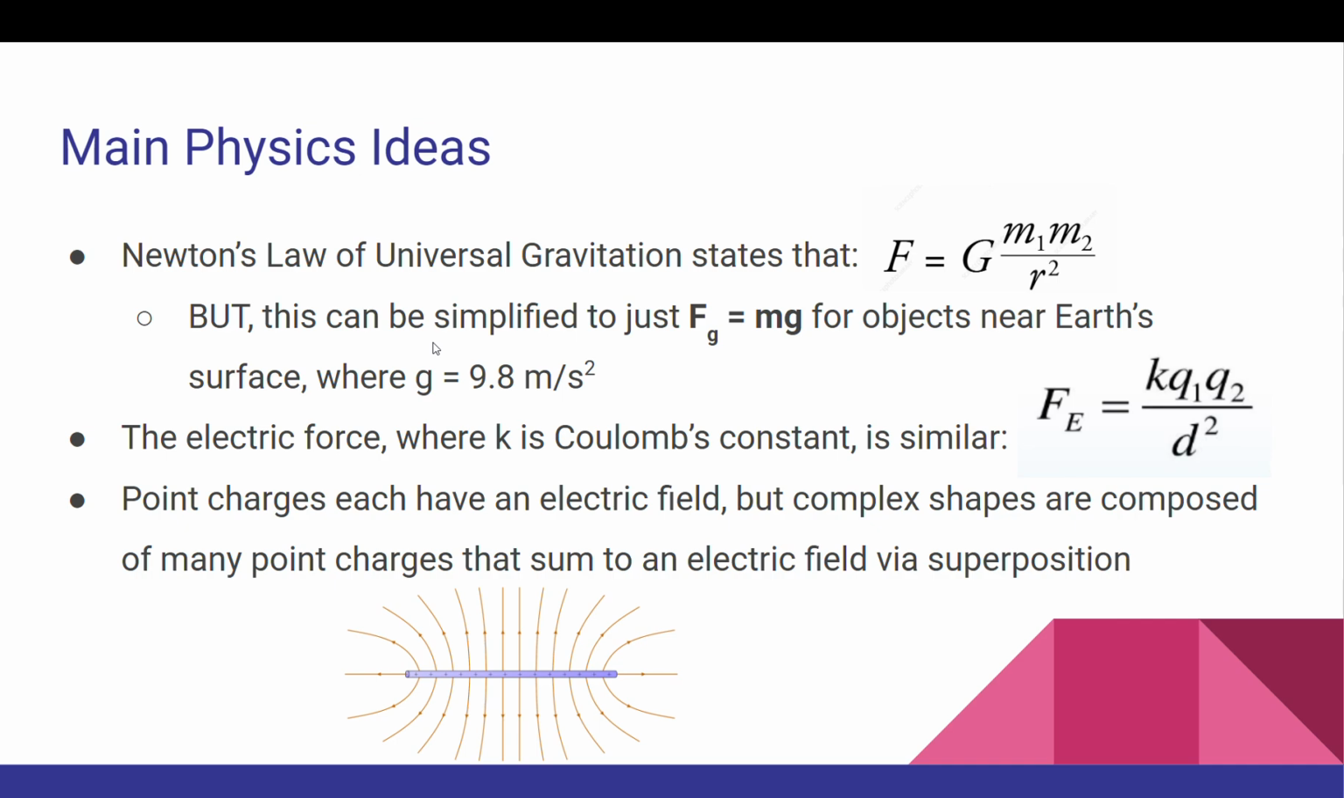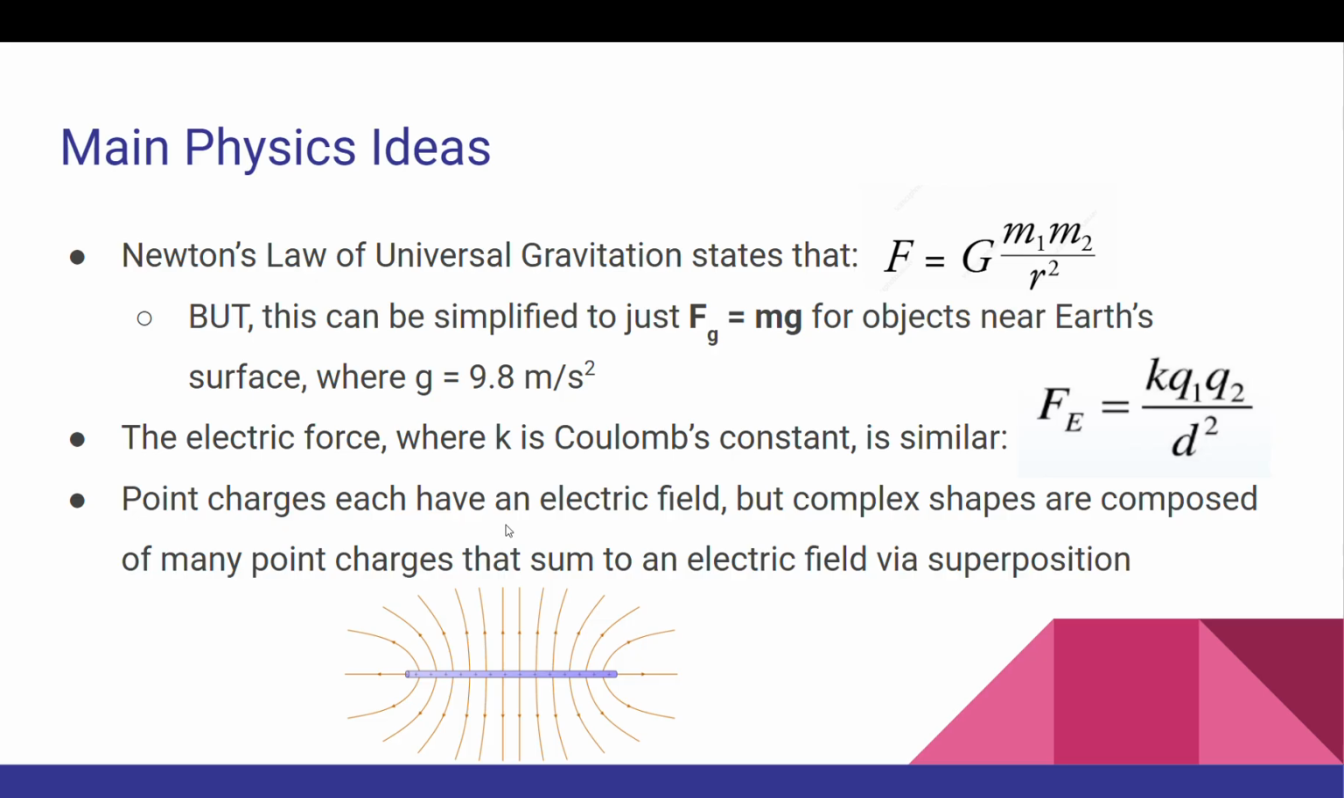Newton's gravitational law can be stated as the following equation. F equals capital G m1 m2 over r squared, and this becomes a simple equation of just Fg equals mg for objects near the Earth's surface, where g equals 9.8. The electric force, where k is Coulomb's constant, or 1 divided by 4 pi epsilon naught, is similar. It's Fe equals kq1 q2 over d squared.